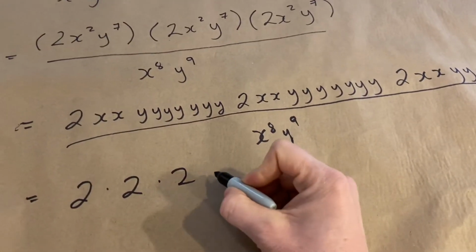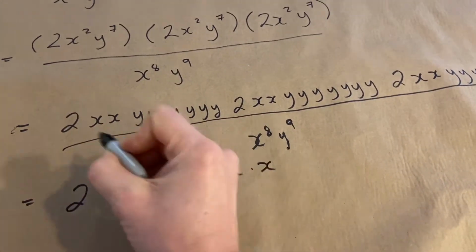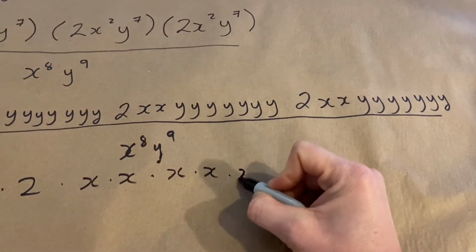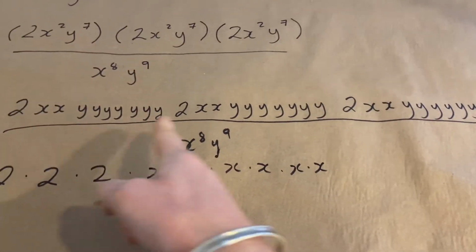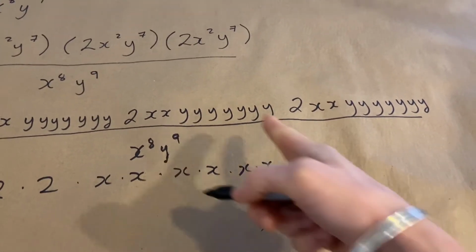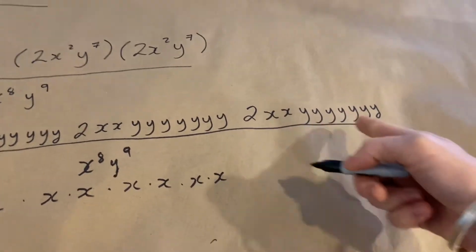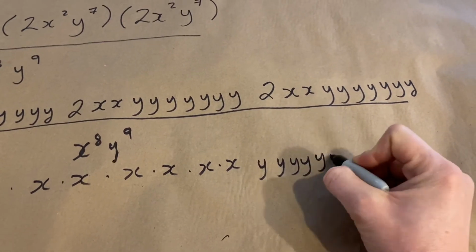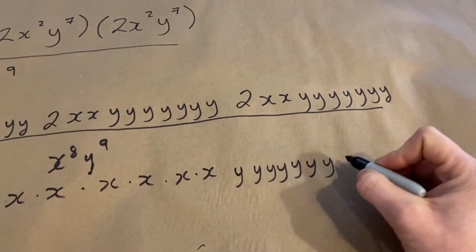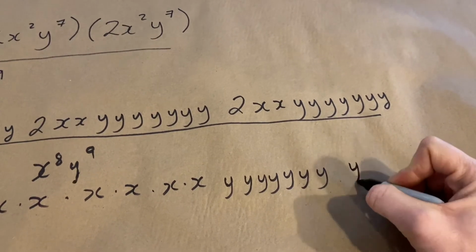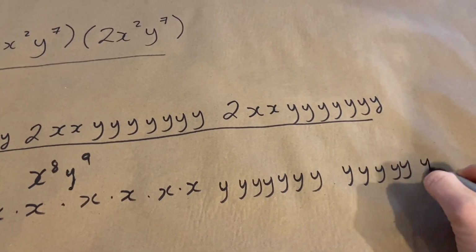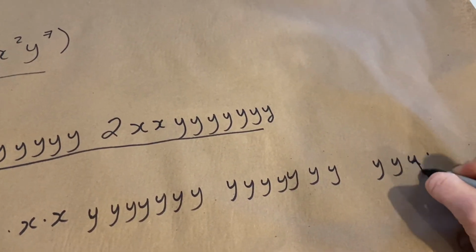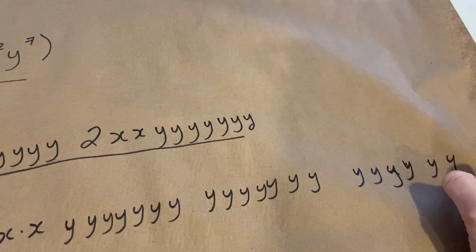When they're squished together, it means we're multiplying. And then I've got x times x from the first one, and x times x from the second one, and x times x from the third one. I've got 7 y's from the first one, 7 y's from the second one, and 7 y's from the third one. So I'm going to write y, 1, 2, 3, 4, 5, 6, 7. And then y from the second one, 1, 2, 3, 4, 5, 6, 7. And then lastly, 1, 2, 3, oops, that wasn't very neat, 4, 5, 6, 7.